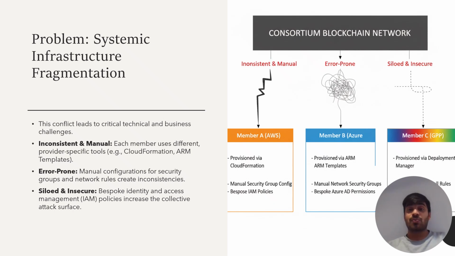Each member uses bespoke identity and access management policies specific to their cloud. This lack of a unified security model dramatically expands the consortium's collective attack surface, jeopardizing the very trust the blockchain was meant to create.